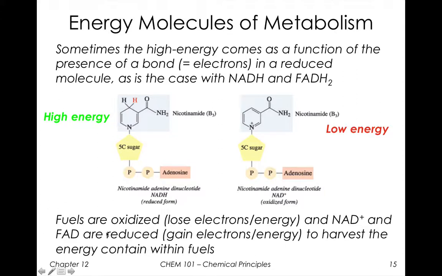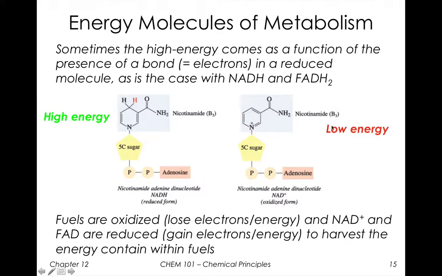So again, big picture, as fuels are oxidized and they lose electrons, they give them to oxidized forms like NAD plus and FAD. As those become reduced and gain electrons or the energy, we're going to then have those harvest them. So here are two examples. NAD plus is the oxidized form. That's the low energy form because it does not have the electrons.